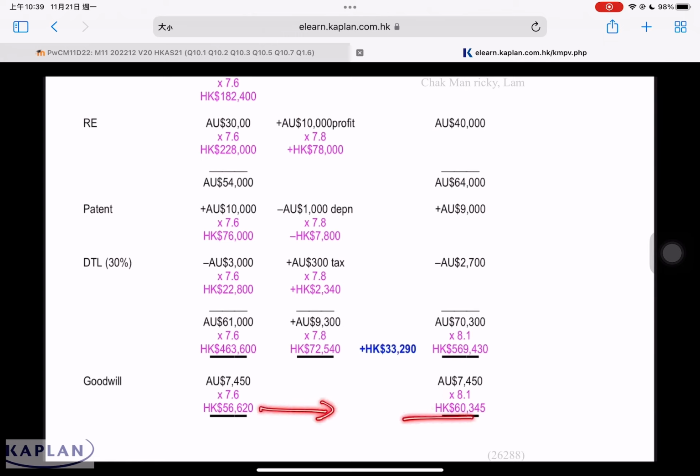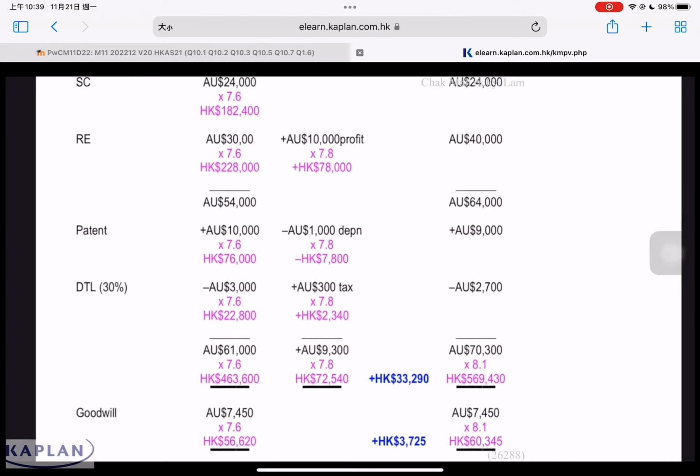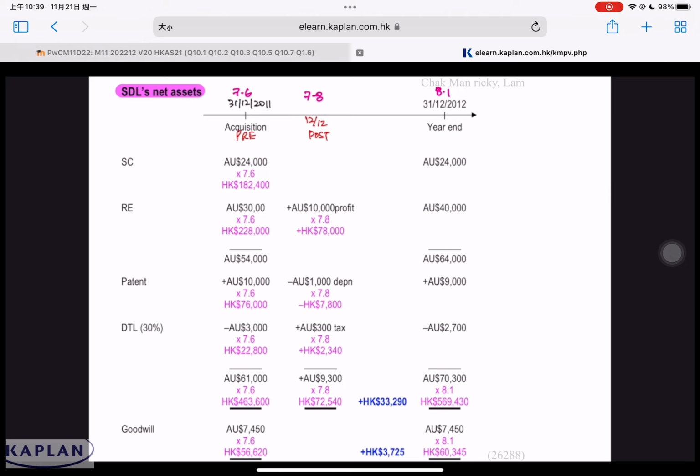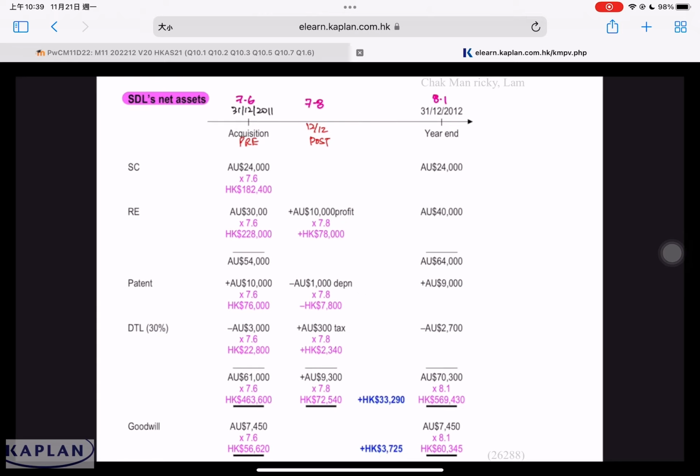If we take this minus this, there's a translation difference like what we calculated earlier on, a plus of Hong Kong dollar 3,725. This is a figure that we calculated earlier on. I just put them together to show you as part of the usual working that we normally use. Can I put this in a diagram?